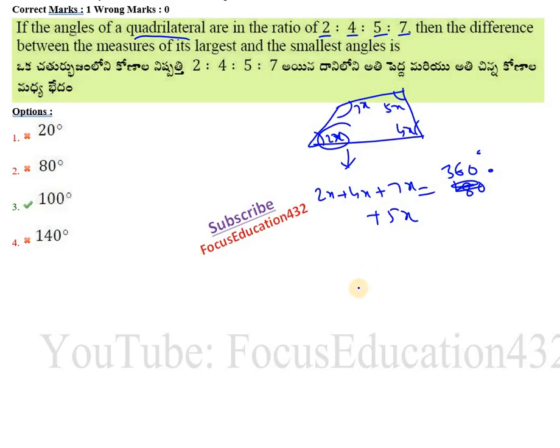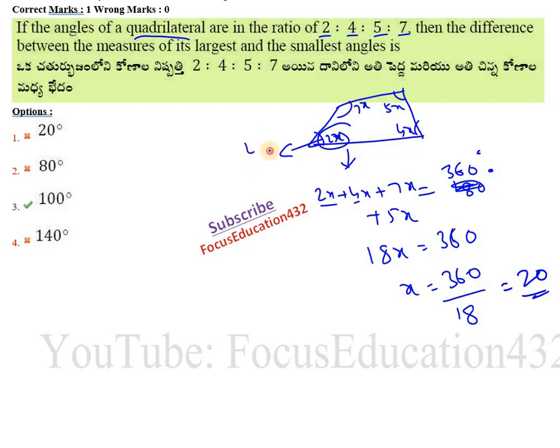So adding this, 2x plus 4 is 6, 7 is 13, 18x is equal to 360. X is equal to 360 by 18, which is 20. So x value will be 20. What is 2x? 2 into 20, 40 degrees. What is 7x? 7 into 20, 140 degrees. What is 5x? 5 into 20?